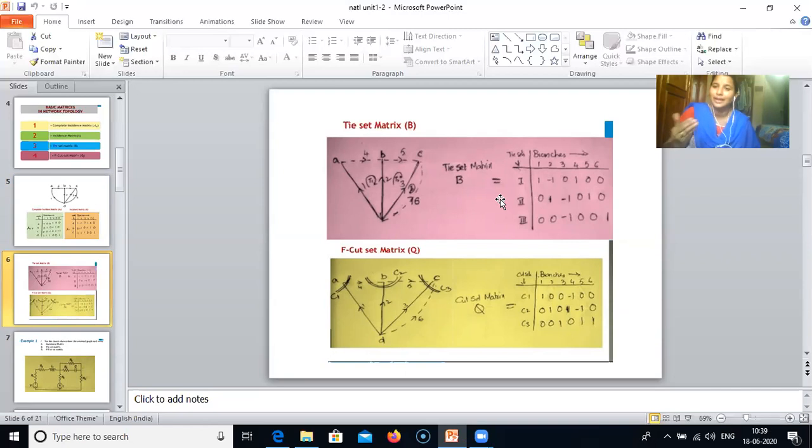So this is the number of links by the number of branches. So b minus n plus 1 by b will be the order of the tie set matrix.